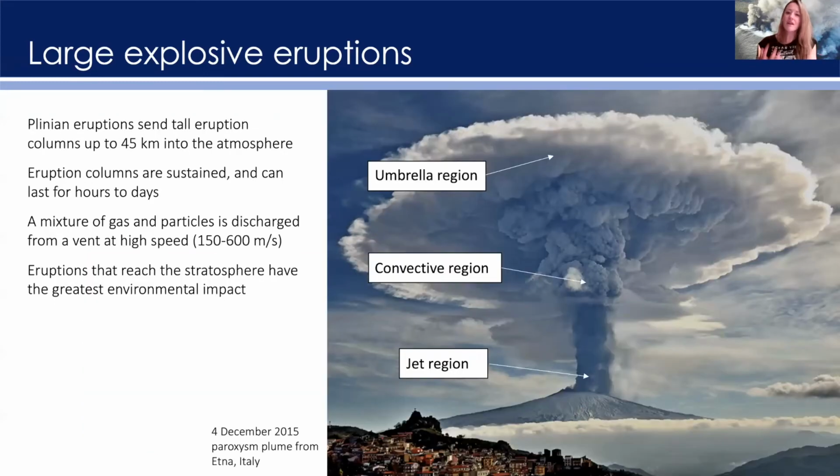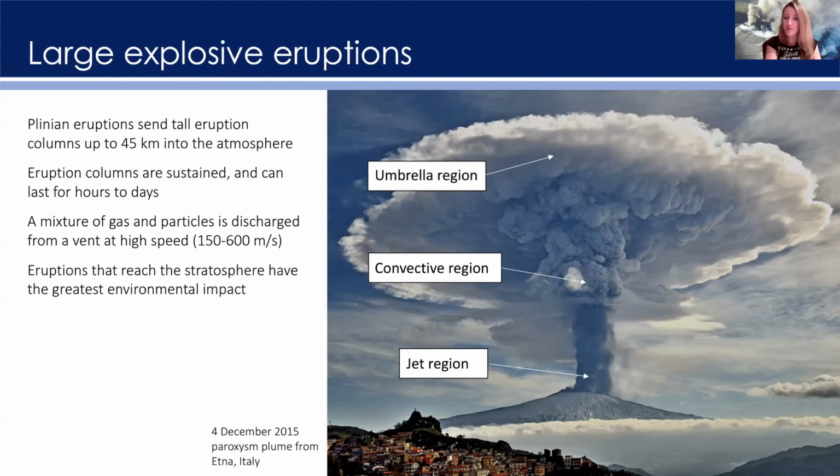And these very large explosive eruptions are the main eruptions we need to think about in terms of climatic impacts. So these Plinian eruptions send columns up to 45 kilometers or more. The Tonga eruption recently broke that record. I think the overshoot plume top was around 53 kilometers high into the atmosphere. And these columns are generally sustained for hours to days.